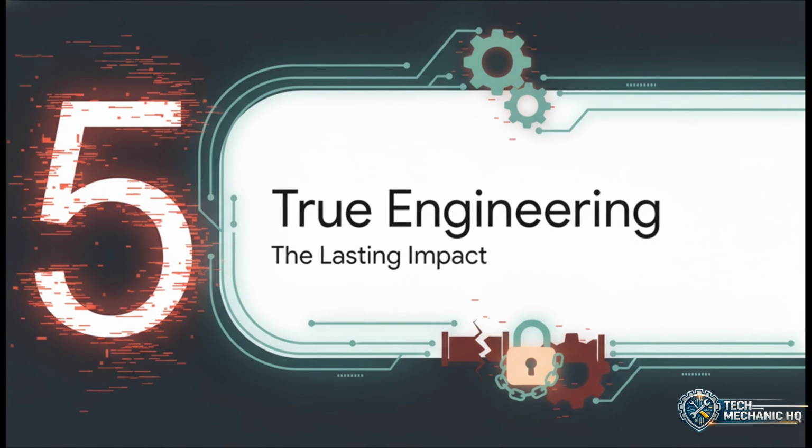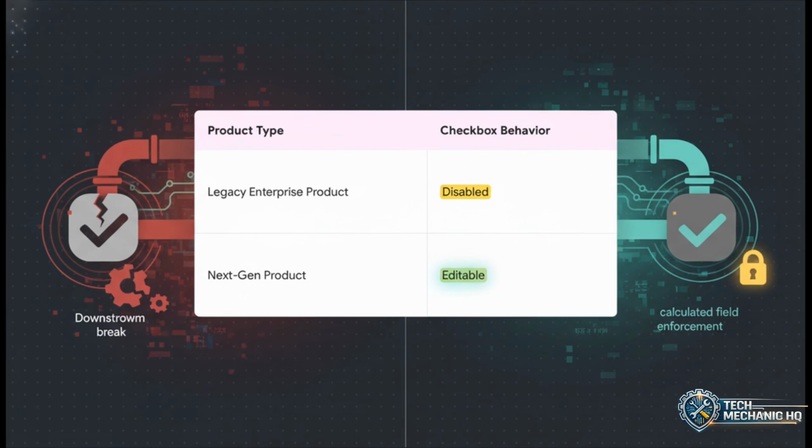So let's talk about the impact of doing things this way. Because this wasn't just about fixing a bug, this was a fundamental shift from hacking things together to building real architecture. We went from being reactive firefighters to being proactive engineers. And the result is just perfect. It's clean, it's predictable, and it's always correct.